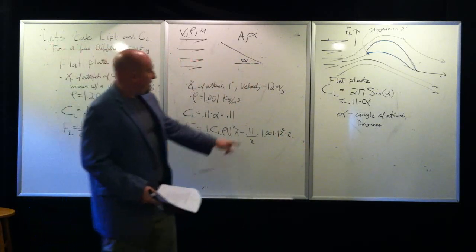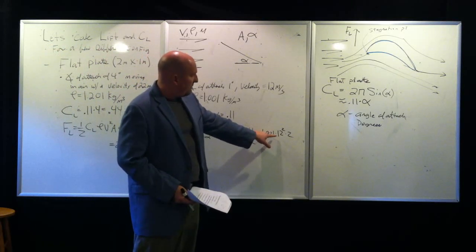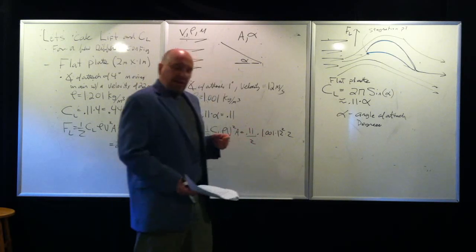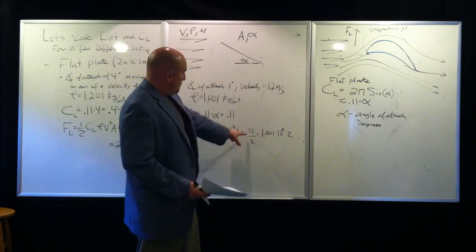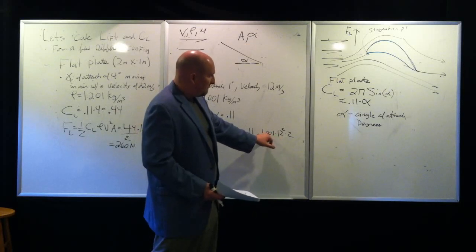Put all the numbers in your calculator. 0.11 divided by 2, multiplied by 1.001, multiplied by 12 squared, multiplied by 2. And you can come up with a number.